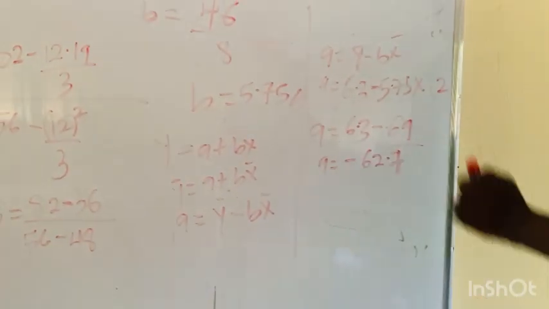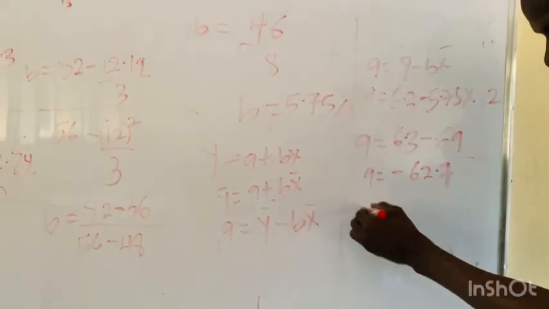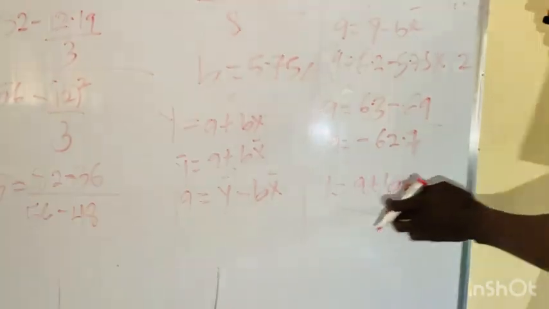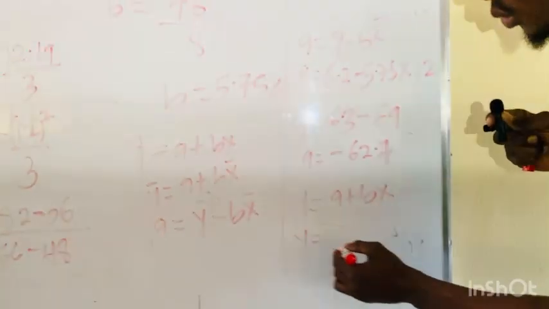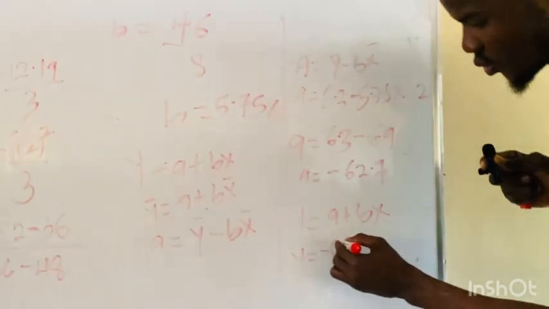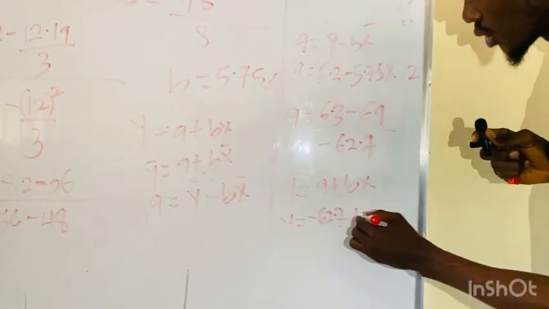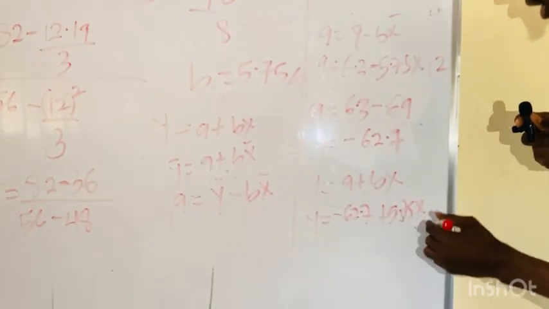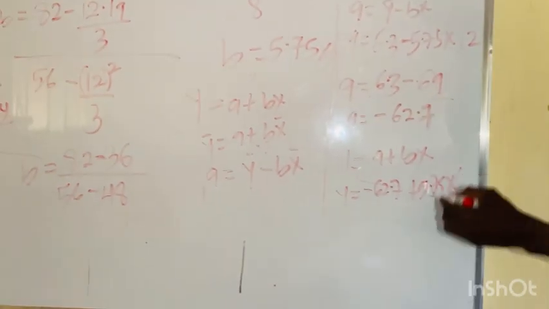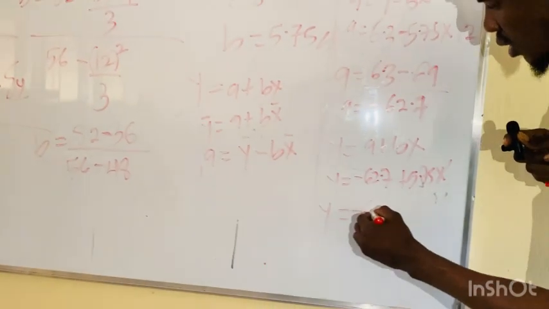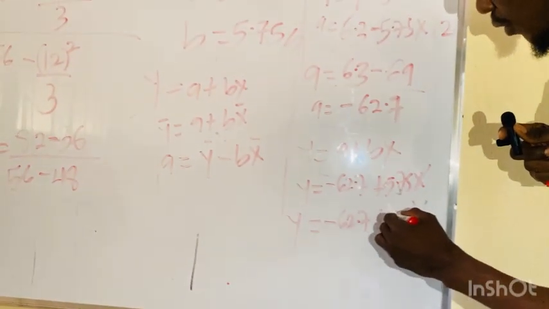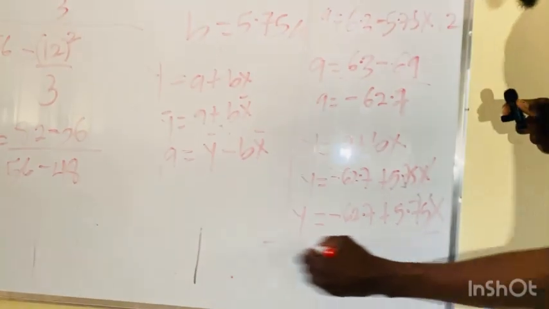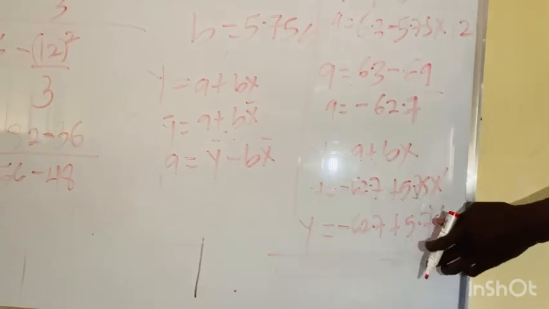After we have gotten our a, the equation is back to y is equal to a plus bx. Our a is minus 62.7, then plus our b, 5.75, multiplied by our x. We are going to leave x there. So our y is going to be minus 62.7 plus 5.75x. So this is the equation for linear regression analysis, the regression model.